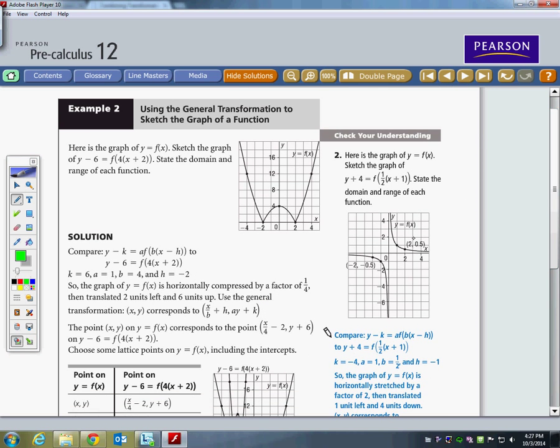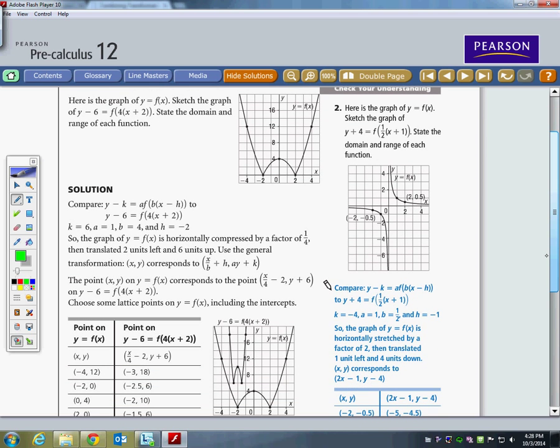Example number 2, use the general transformation to sketch the graph of a function. So here they just give you a generic graph, and they're going to say, okay, sketch the graph of, if this is y equals f of x, now make all these changes to it. So the first thing you do when you analyze this is compare it with y minus k equals all this kind of stuff, and then just list what is k, what's a, what's b, and what's h. So here you see k is 6, a is 1, b is 4, and h is -2.